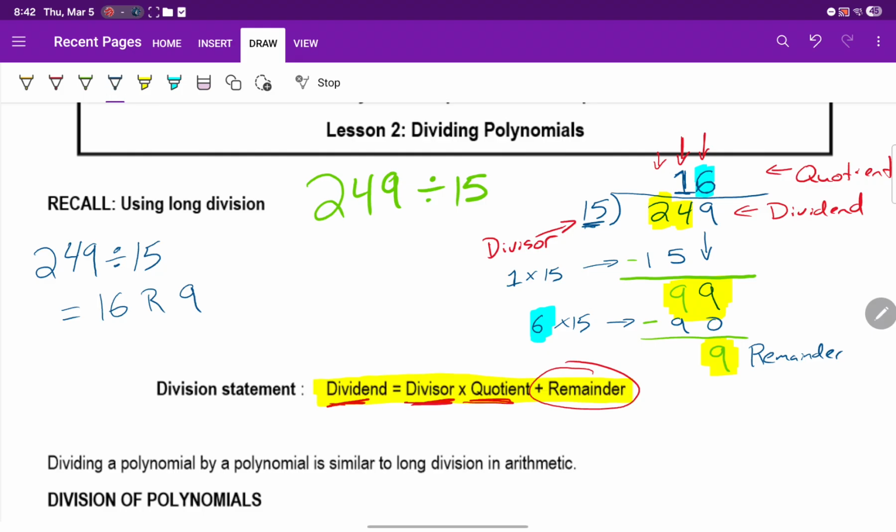So my division statement is my dividend, which in this case is 249, is equal to your divisor, which in this case was 15, times my quotient, which was 16, plus my remainder, which was 9. And if you type that into a calculator, 15 times 16 plus 9, you will get 249.